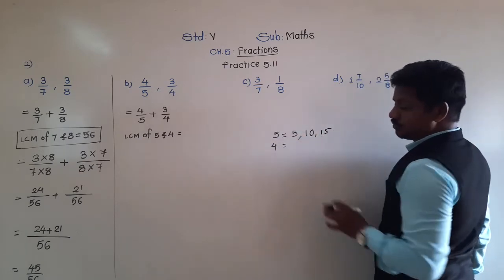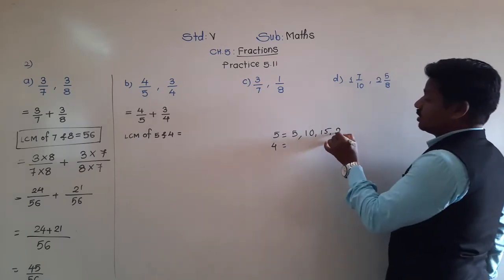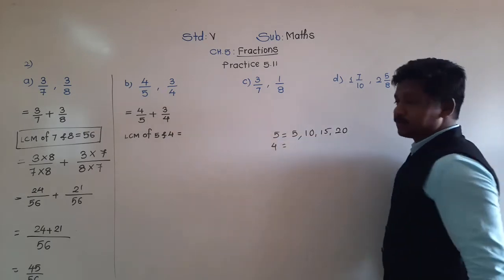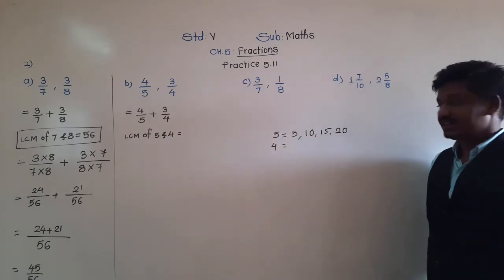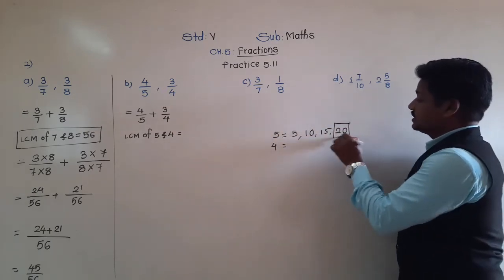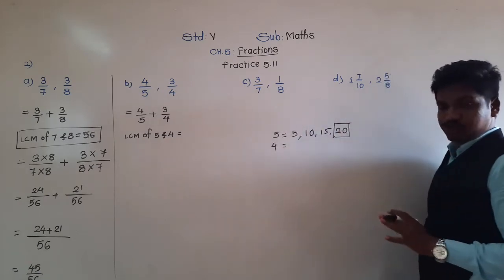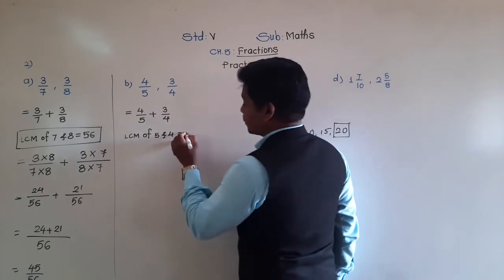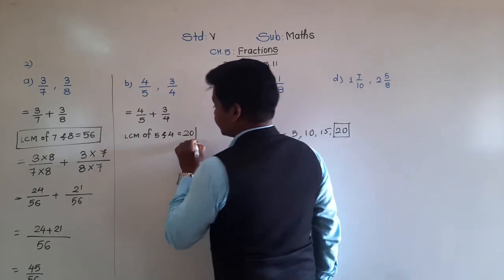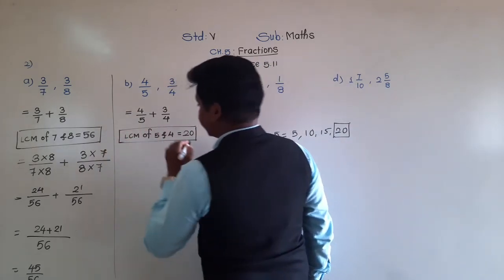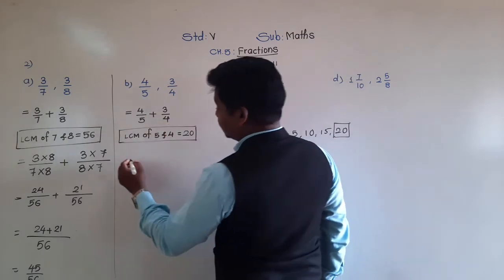Is there 15 in table of 4? No. Then 20. Is there 20 in table of 4? Yes. There is 20. It means 20 is the smallest number which is in table of 5 also and 4 also. So LCM of 5 and 4 is 20. So now LCM is 20, that means you have to make your denominator 20.